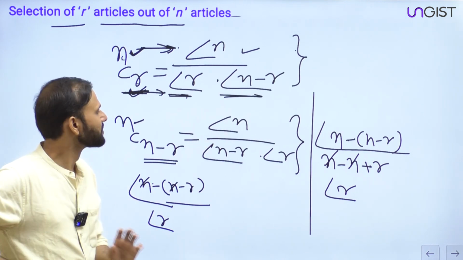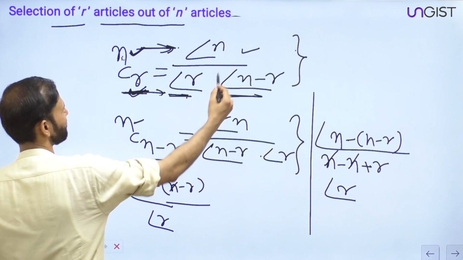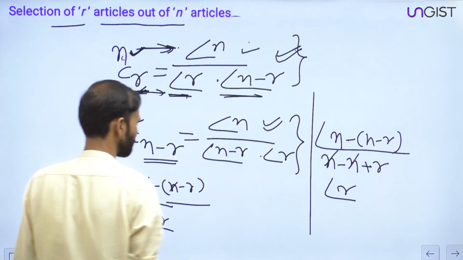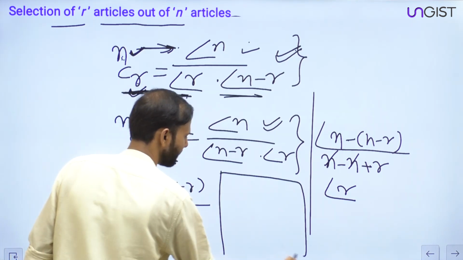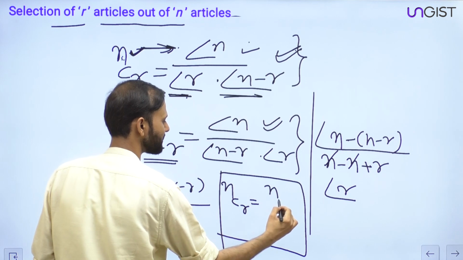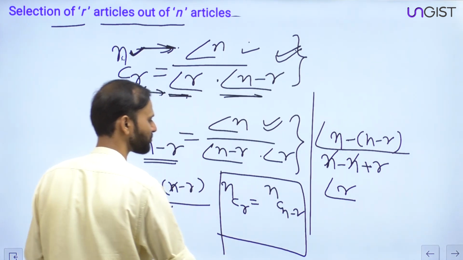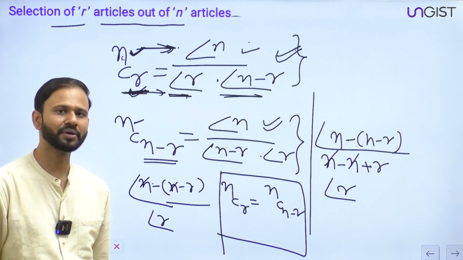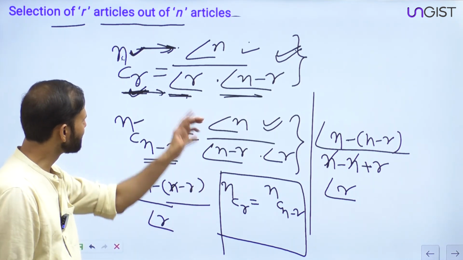Right, everyone? So actually, if the RHS parts are the same, then the LHS part will also be the same. So actually, everyone, NCR is equal to NC(n minus r). Yes or no? Right? NCR is equal to NC(n minus r). Guys, please note it down.